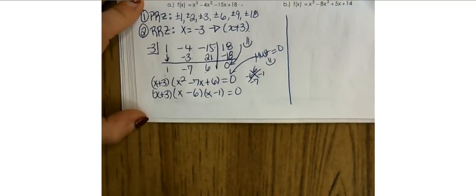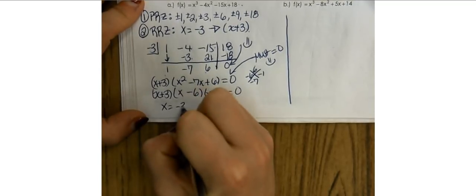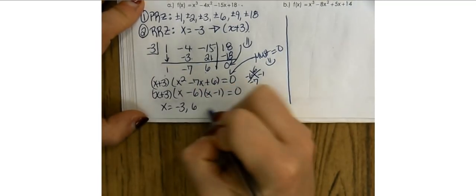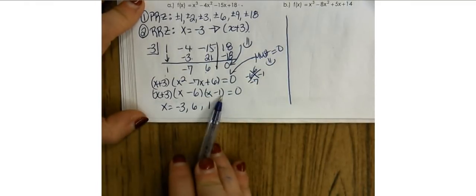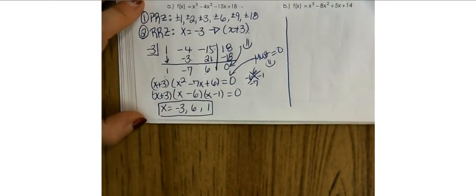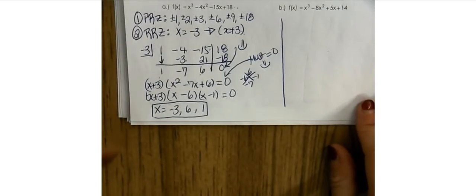So all of my zeros are x equals -3, +6, and +1. I'm just taking the opposite of what I see inside of each parenthesis, and that is my answer. -3, 6, and 1. Those are my x-intercepts and all of my zeros.